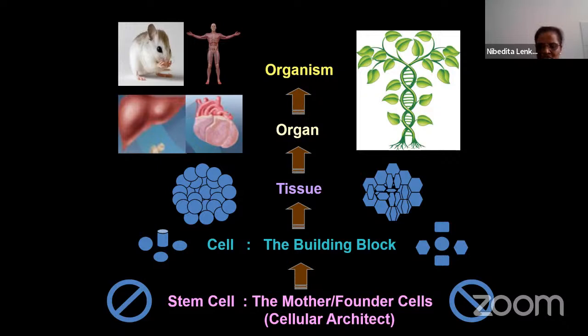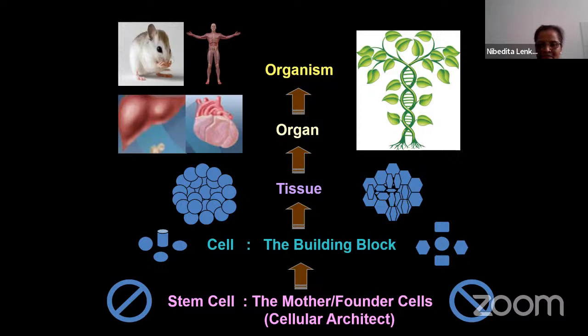And these cells, whatever I was talking about during development, as I told, it is coming from a single cell. The single cell divides and forms different cell types. So the stem cells are the founder cells from where all other cells are coming. Then the tissues are formed, then organs and the entire organism.